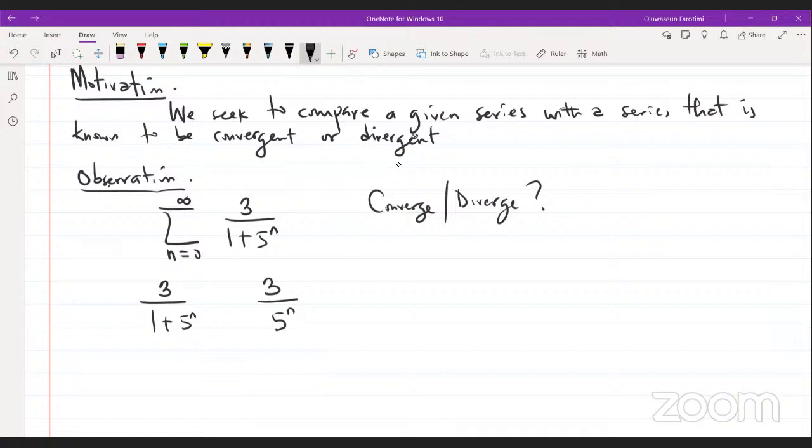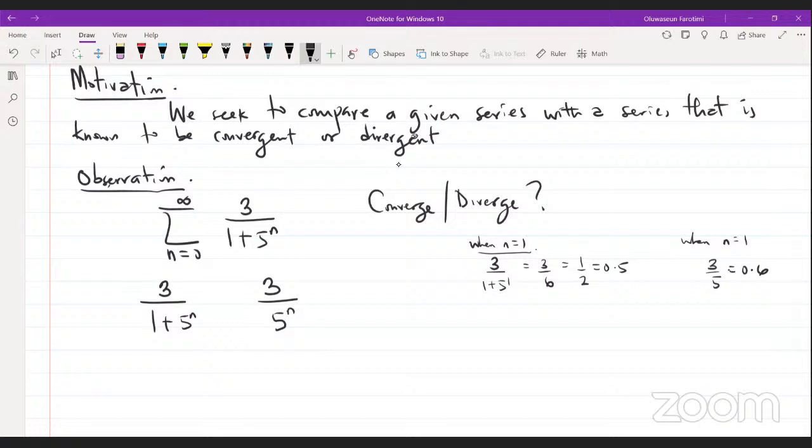Sometimes what helps us determine that is listing the terms. Let me show you a very simple one. When n is 1, what happens? You have 3 divided by 1 plus 5 to the power of 1, which is 3/6, and this is exactly 1/2. But for the other one, when n is 1, you have 3 divided by 5. Now, 1/2 is just 0.5, and 3/5 is 0.6. That's when n equals 1.